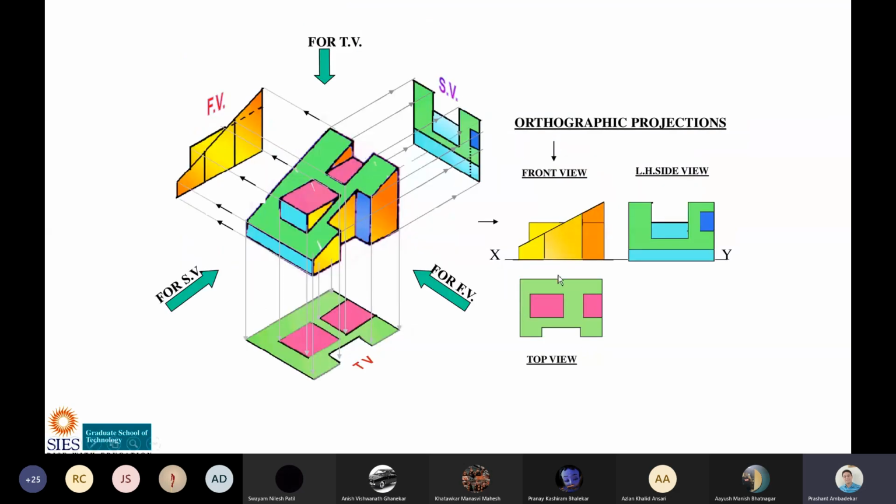Now see this object. I am not going to talk anything on this. I am going to keep this for say 2 minutes. You can go through this, and if you have any question, you can ask me.